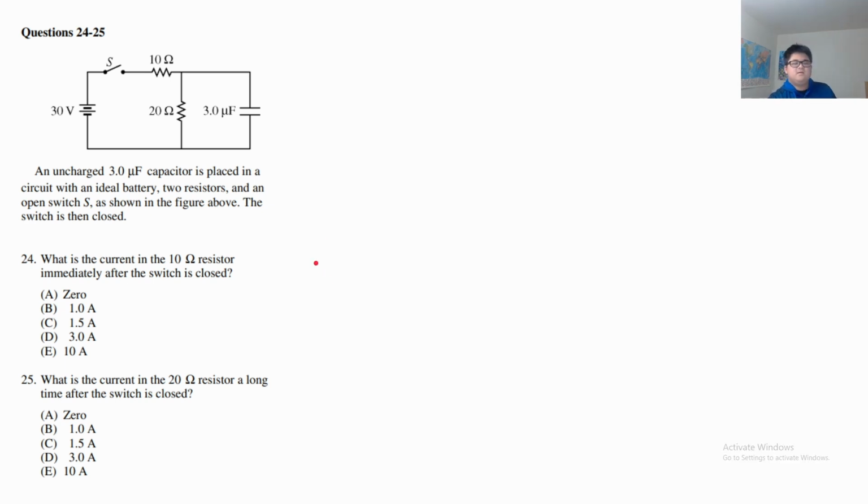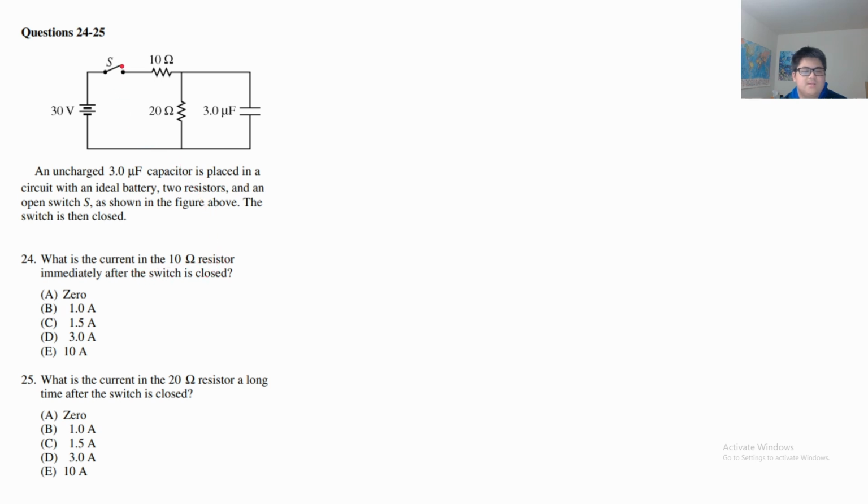So, what really is gonna confuse people is the capacitor. Now, an uncharged capacitor behaves like regular wire, and a fully charged capacitor behaves like an open switch. So now, what is the current in the 10 ohm resistor immediately after the switch is closed?